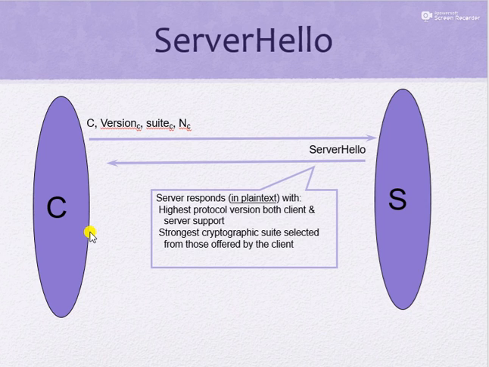So the server has to inform the client, or they have to agree on which version of TLS they are going to use. And then the server will choose, from the cryptographic suite that is sent by the client, the strongest cryptographic algorithm, and then inform the client: okay, you are supporting RSA, Diffie-Hellman, AES, DES, we will use RSA and AES, let's suppose.